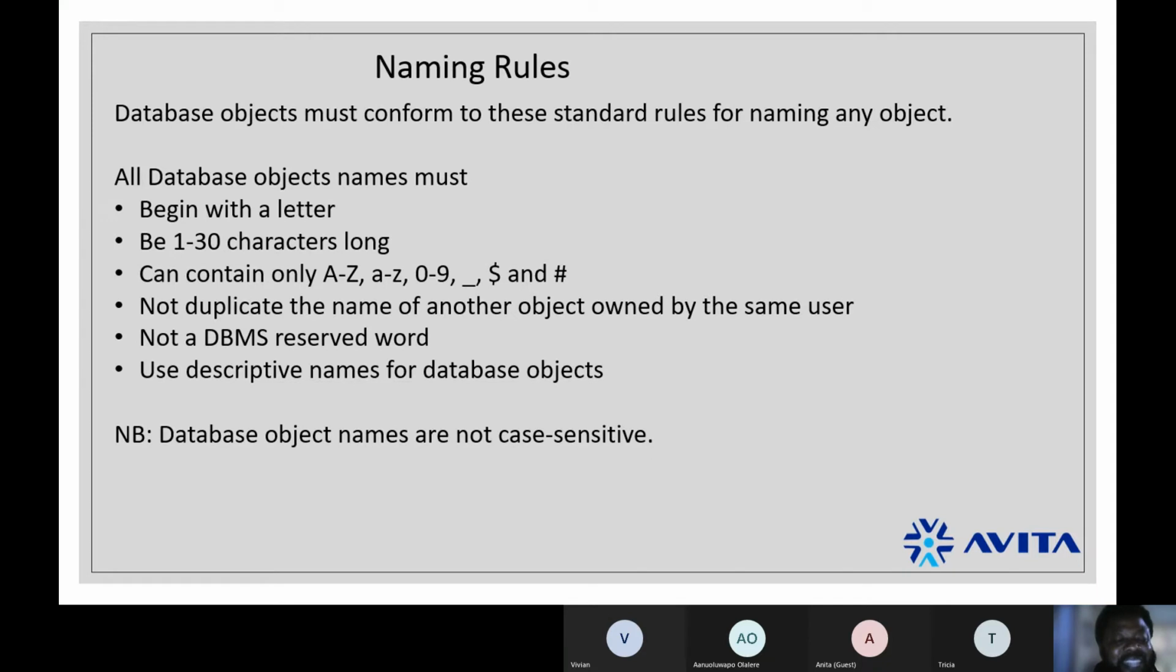So it's the same thing that we try to avoid on the database, right? Objects owned by the same owner should not have the same name. So if I create an object called employees, Vivian can create another object called employees because those objects are owned by different users. But she cannot create another object with the name employees in her schema because she has a table called employees already.